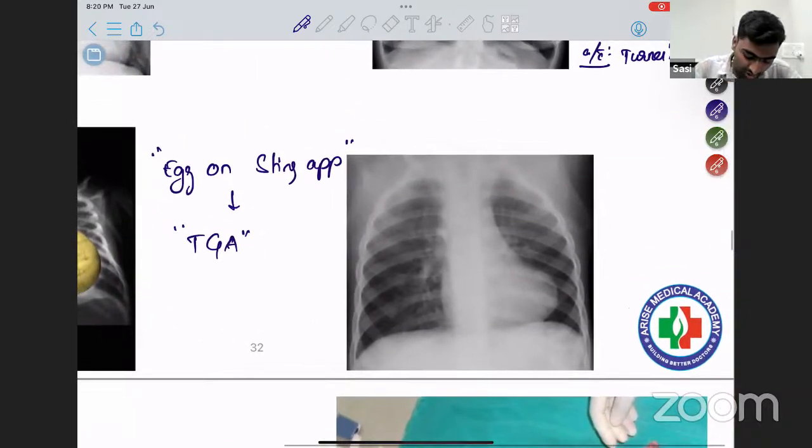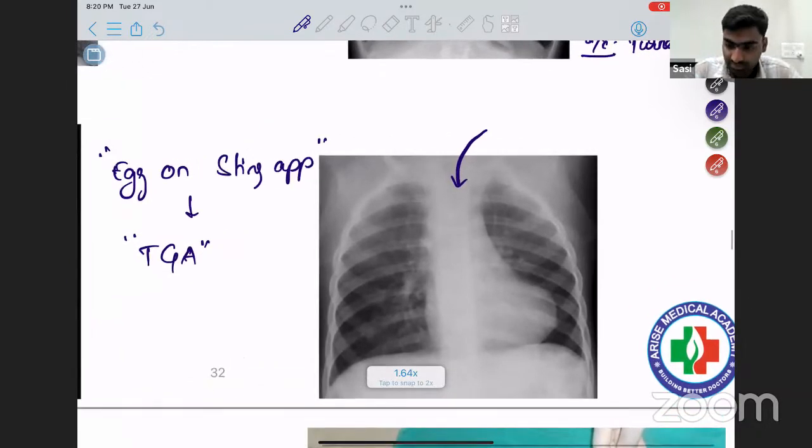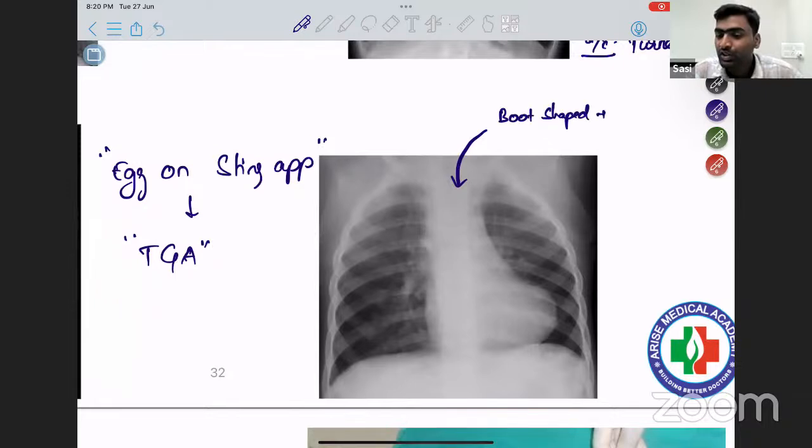Next one. What is the name of this appearance of the heart? Yeah, you are getting it correct. It is known as the boot-shaped heart. Boot-shaped heart is seen in a case of tetralogy of Fallot. We know in a case of tetralogy of Fallot, we'll see 4 things. What are the 4 things you will see? Waiting for your answers in the chat box.